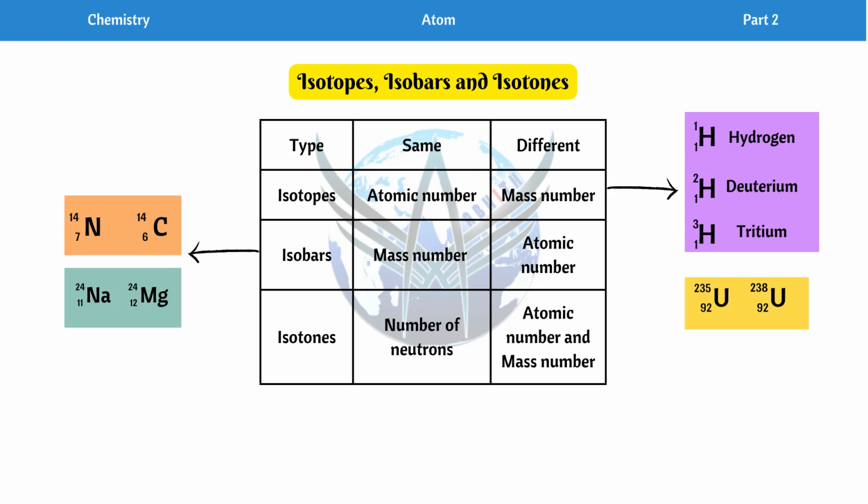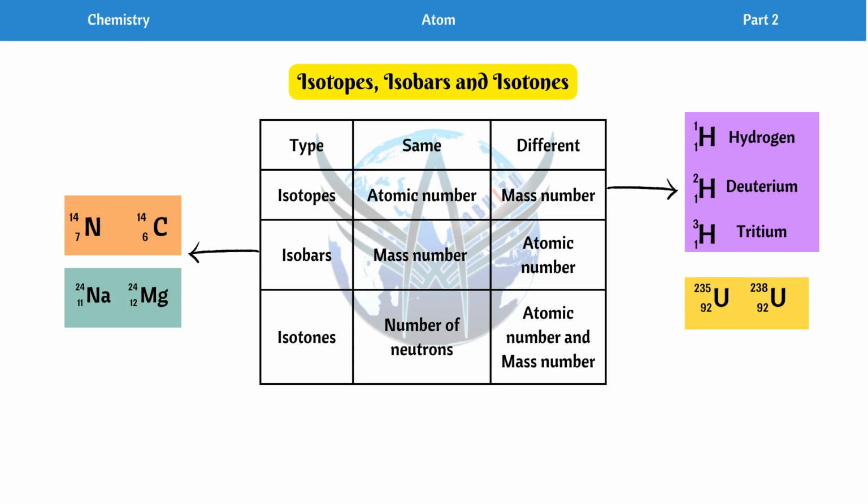Next we have isobars. Isobars are atoms which have the same mass number but different atomic number. The mass number will be the same but the atomic number will be different. Let us write two examples. Example: nitrogen 14 and carbon 14. The atomic numbers of nitrogen and carbon are different, that is 7 and 6, but the mass number is the same. Nitrogen has 14 and carbon has 14.